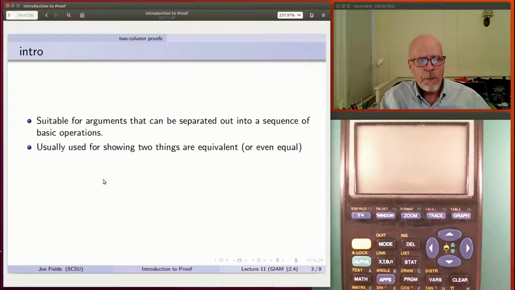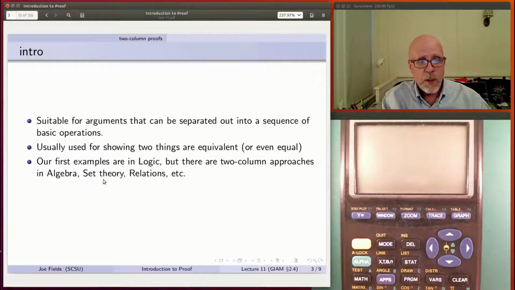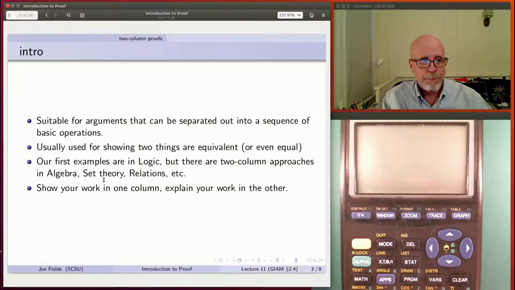Not always, but generally they're used in settings where there's a limited number of sort of moves that one can do, things that are part of the axiom set for that area of math that'll let you transform objects in a nice step-by-step way into one another. The first examples we're going to do are in logic, and there it's very applicable, but there are others. Certainly in algebra, set theory, relations, you'll find two-column proofs in a bunch of places.